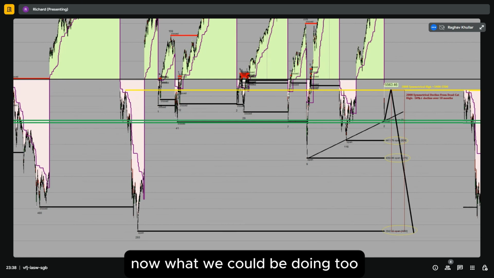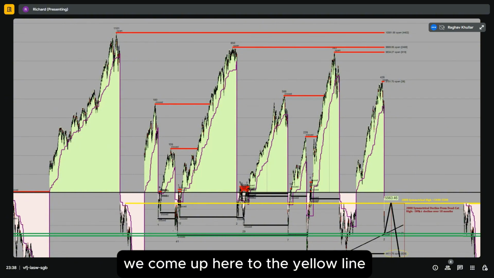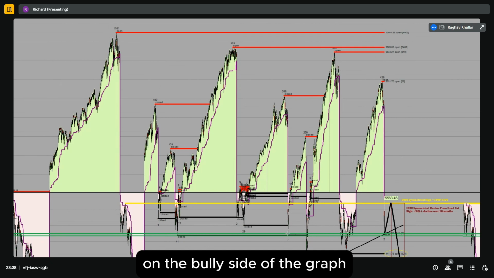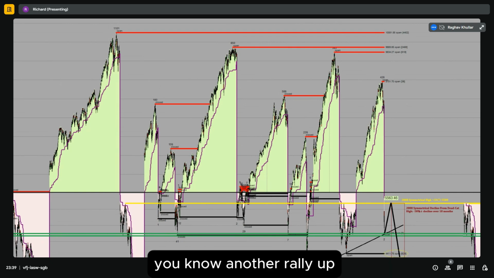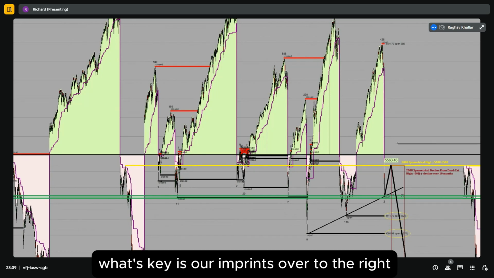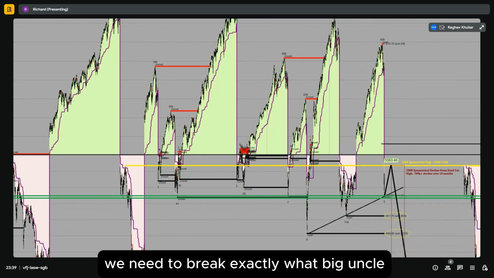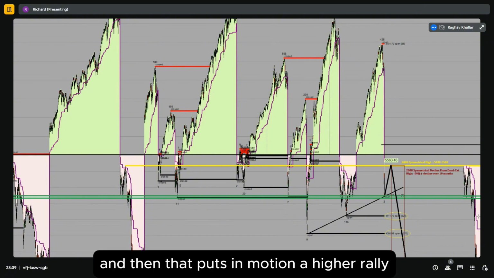Now, what we could be doing too is we could be having support. And another thing to consider is we could start a new leg up. So it's very possible we come up here to the yellow line, break through it, move back into positive territory on the bullish side of the graph, bullish side of the pivot, and then start a new leg up, another rally up. And if we do, what's key is our imprints over to the right. We need to break exactly what Big Gun is showing. We need to break above that.